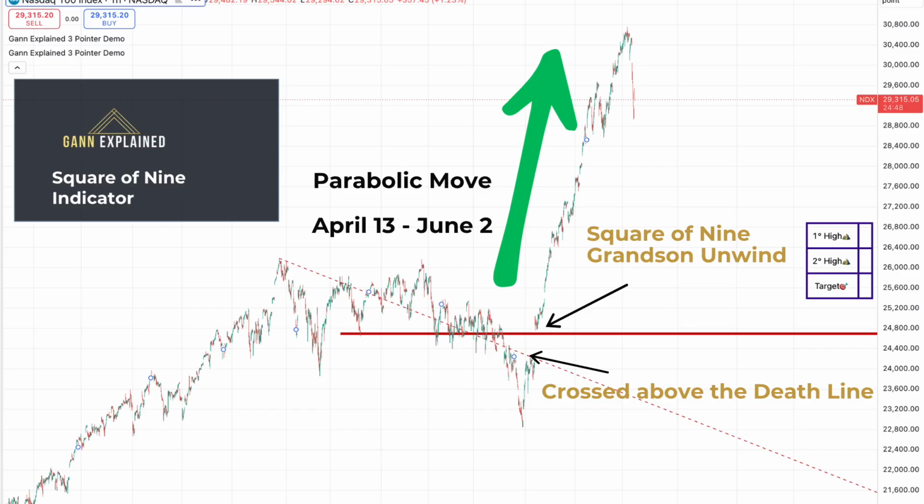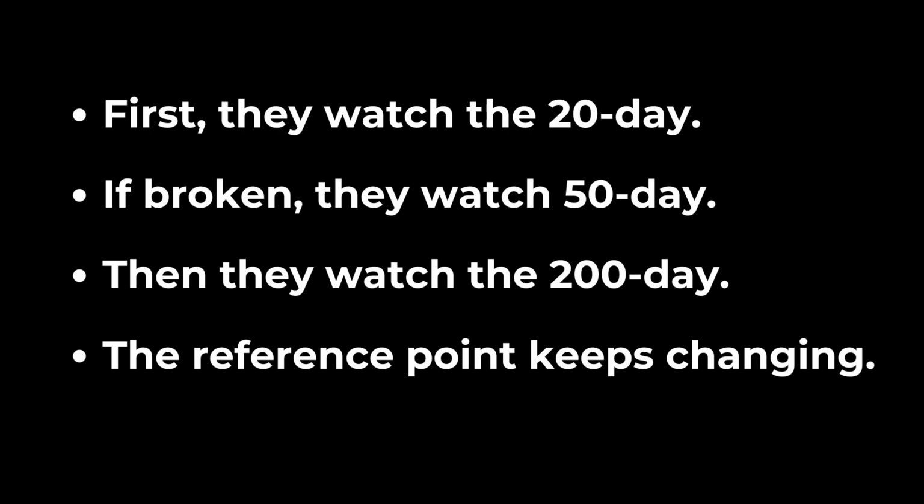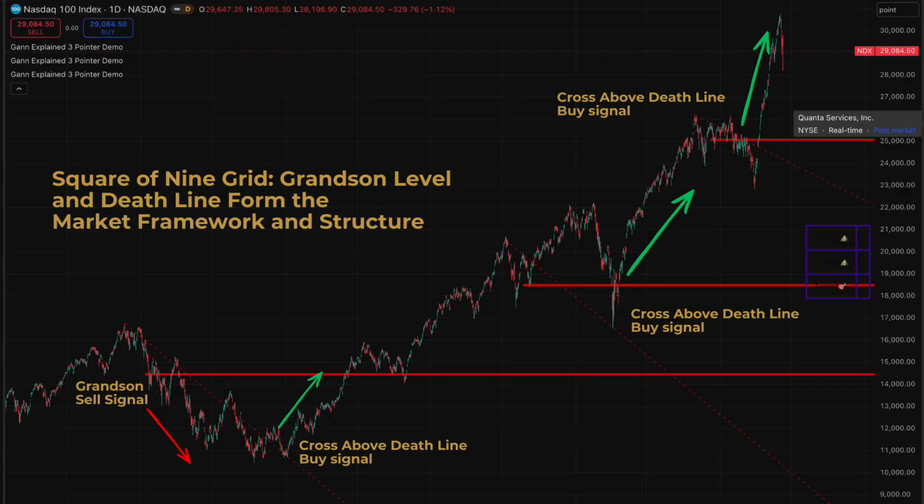Most traders looking at this chart will use moving averages, Fibonacci ratios, or VCR. They will say, we need to see whether the price holds the 20-day. If that breaks, they look at the 50-day. If that breaks, they look at the 200-day. They keep moving the reference point every time the price breaks another level. The Square of 9 grid does not work this way. The Square of 9 does not keep moving the target. It gives us one fix instead of multiple possible mathematical support levels, and that structure stays the same even when price moves. This is the structure I want you to focus on.